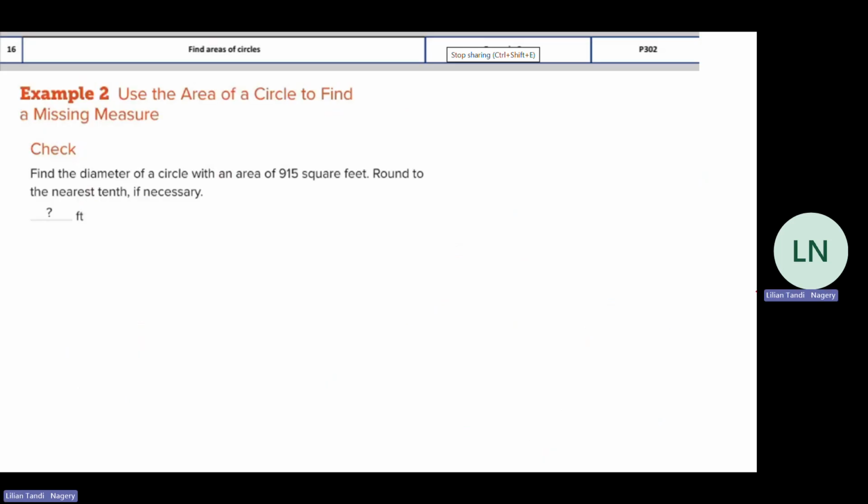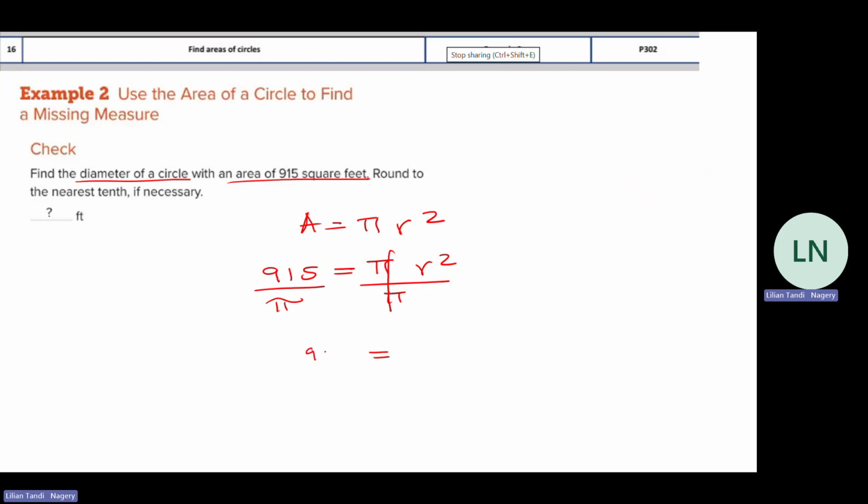The question is telling me to find the diameter of a circle whose area is this. What is the formula for the area of a circle? Area equals pi r squared. What do I know? I know area is 915, so 915 equals pi r squared. Divide by pi, divide by pi. Pi and pi go away. So now I have 915 over pi is r squared.